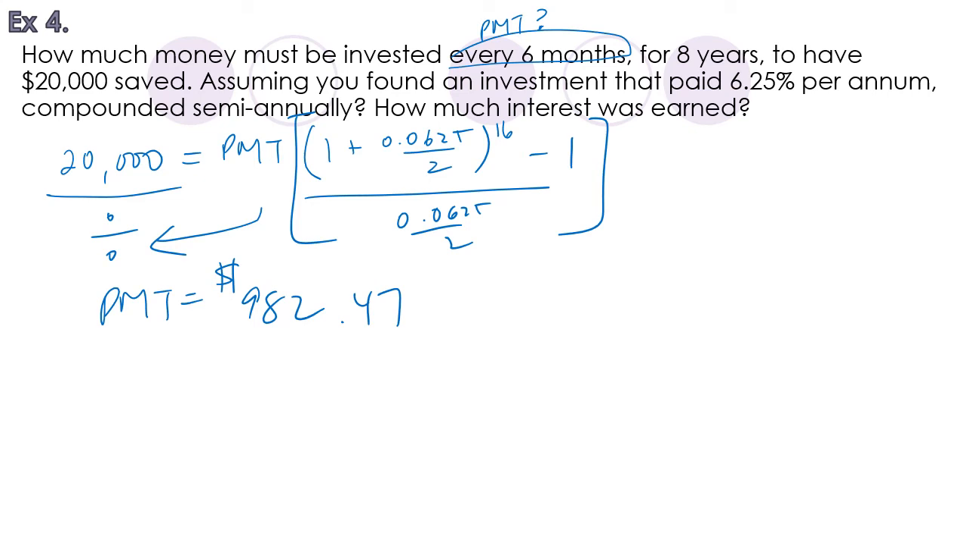Now, that works out to be United States dollars equals 1,197 Canadian dollars. Now that works out to be how much you have to put away every 6 months. If you want to figure out how much interest was earned, you have to figure out how much of your own money you put in. How do I do that? Well, I made that payment every 6 months for 8 years. So in other words, I made that payment 16 times.